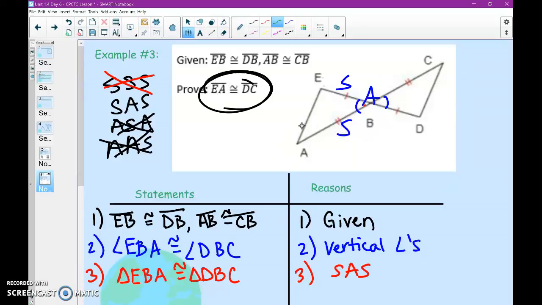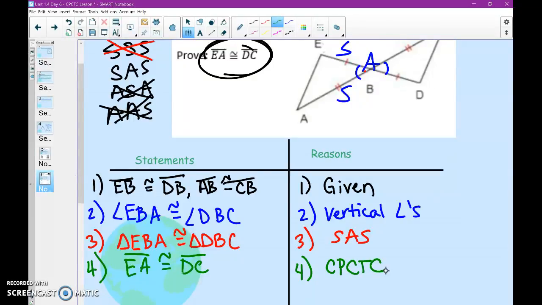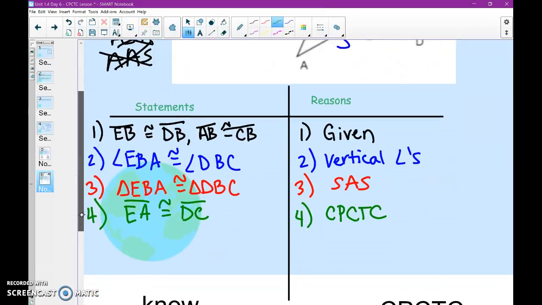EA and DC are in fact corresponding parts, so I can make that my 4th step. EA is congruent to DC. The reason again is CPCTC. Corresponding parts of congruent triangles are congruent. If you forget that acronym, make sure you put 3 C's in there. 3 C's and then a P and a T in there as well.